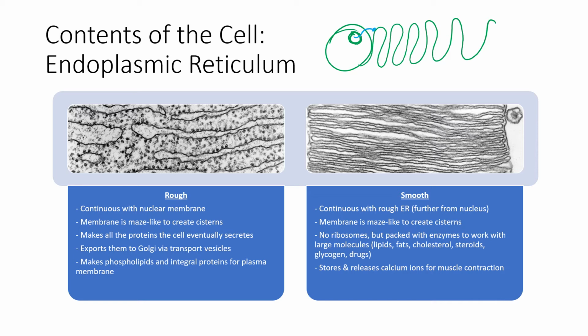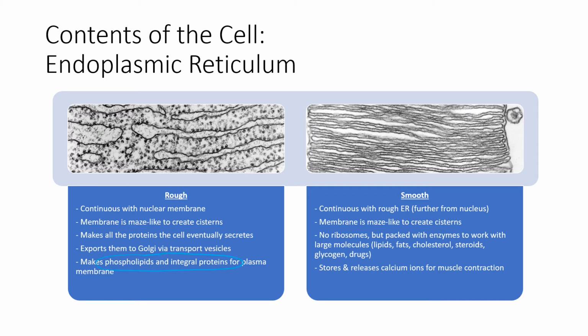The rough ER also makes phospholipids and integral proteins to build and restore and maintain the plasma membrane. So rough ER makes proteins, phospholipids, and specifically integral proteins.